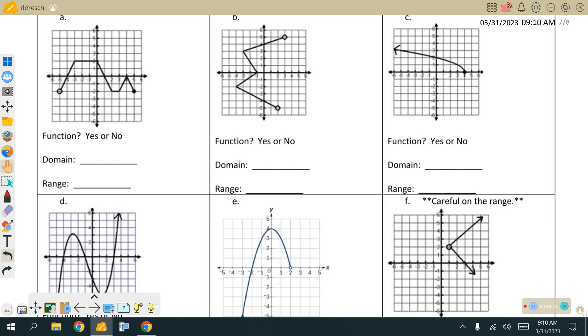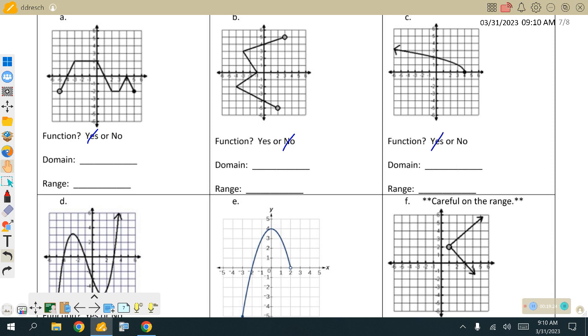Should be a quick yes or no. Don't just stare at me. A, B, C, yes or no. Take your vertical line tests. Okay, so what is it? A, yes or no? Yes. B, no. And C, yes. Okay, now let's talk about the domain and range here today.